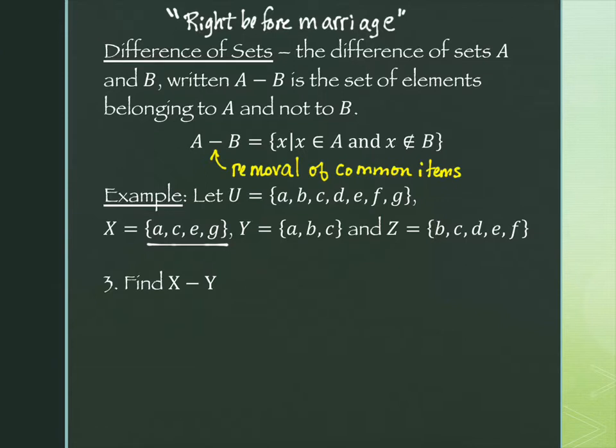The only thing that can happen is the removal of the things it has in common with Y. So what of these elements are in common with the items that are in Y? A and C, right? They had A and C in common. So when I find the difference, I will only write down E and G. They're the items that come in with X that did not have a connection to Y to begin with.